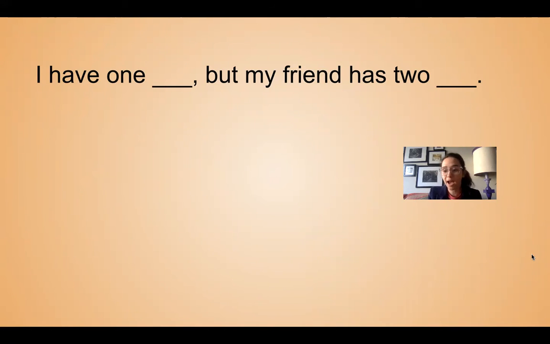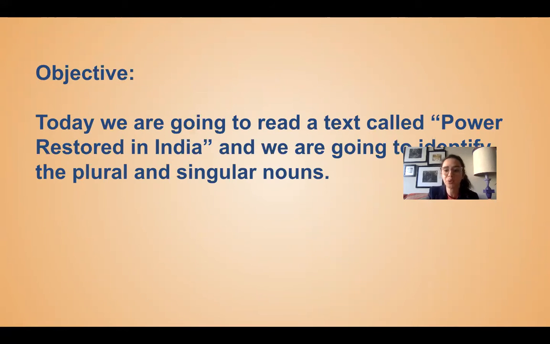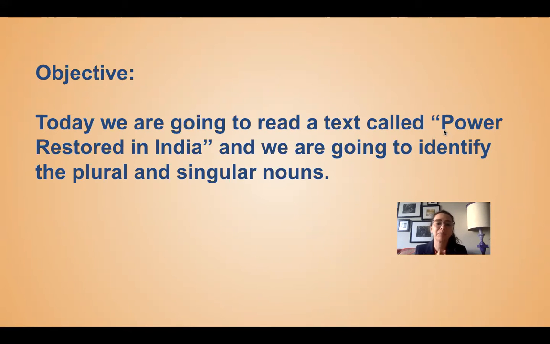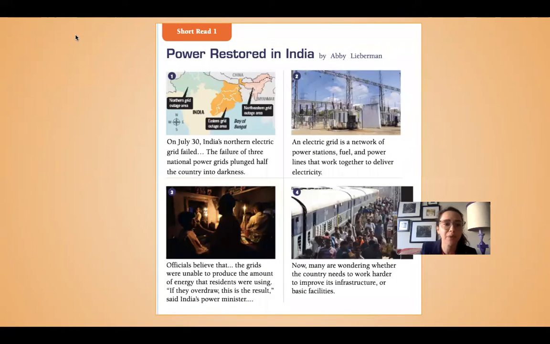Now we are going to apply this to our reading. I'm going to show you our objective again. We're going to identify the plural and singular nouns in our text, Power Restored in India. Here's our text. I'm going to read this section and show you how I do it. I'm going to color code and show you how I think. I'm going to look for my nouns.